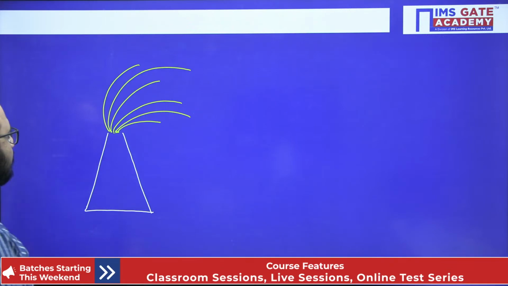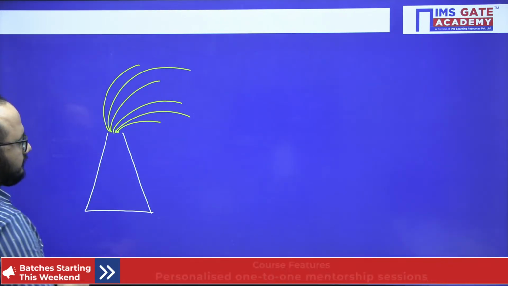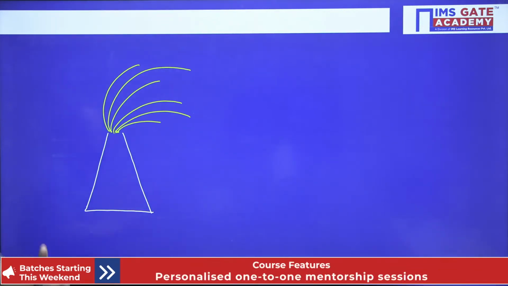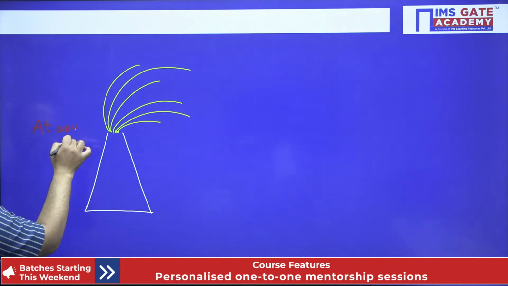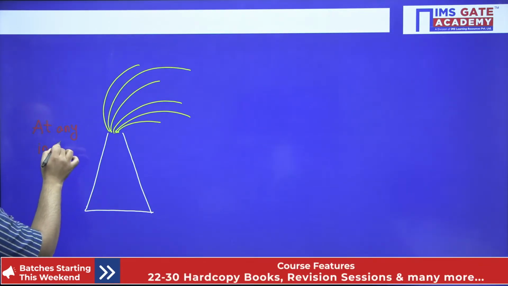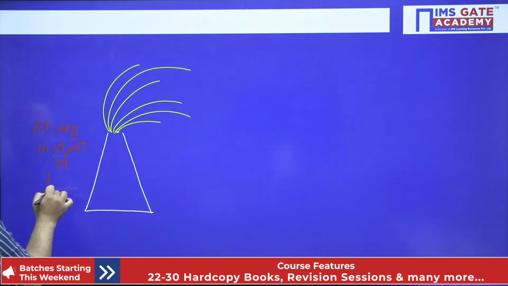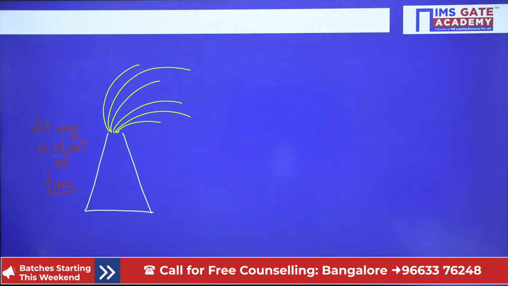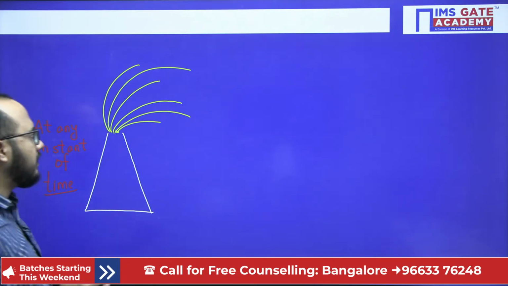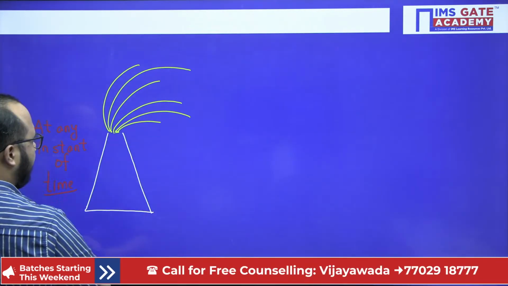Correct, everyone? Now see, try to understand a very important point. Let's suppose at any interval of time, at any instant of time, you are observing the chimney. First of all, at any instant of time you are observing the chimney here. So this line can have any shape.